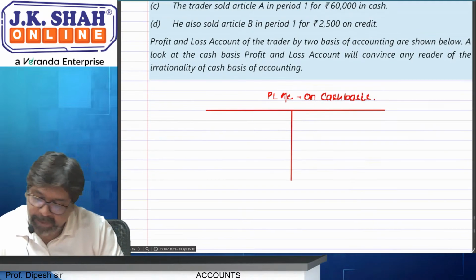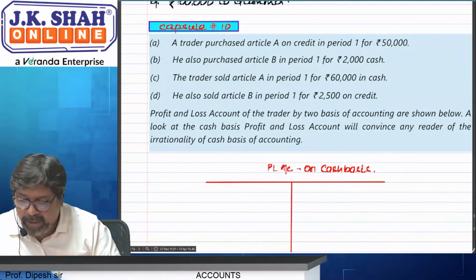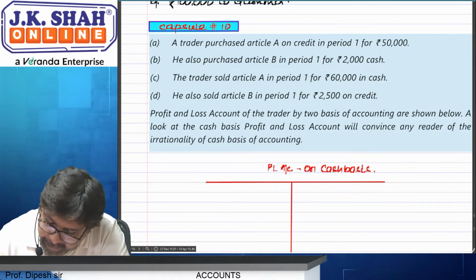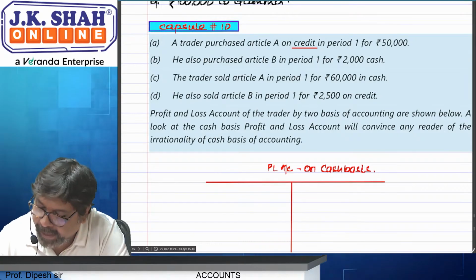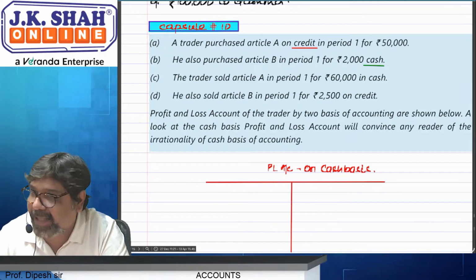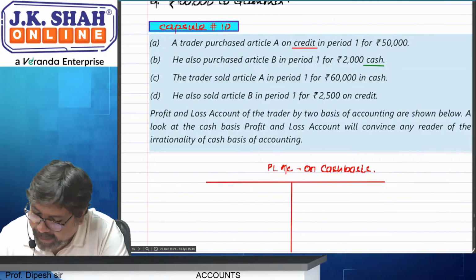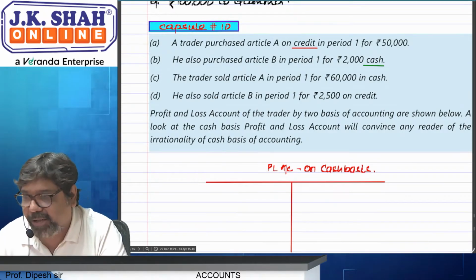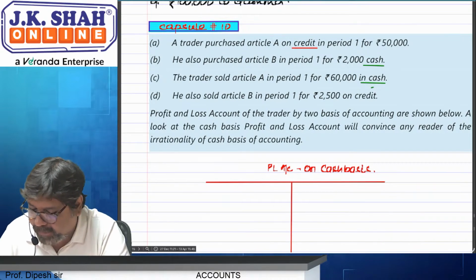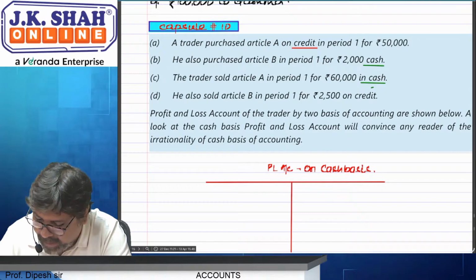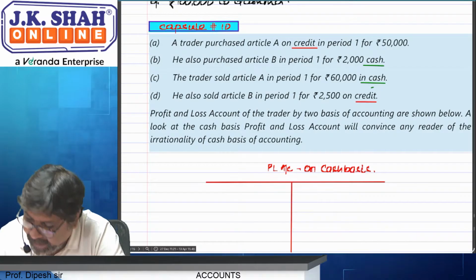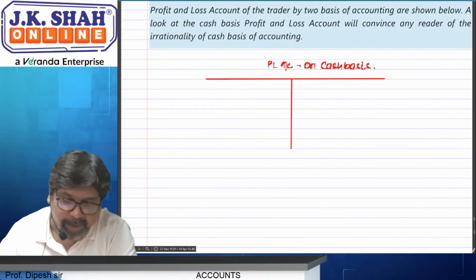सुनो. क्या लिखा हुआ? Trader purchased article A on credit in period 1. अच्छा, if he has purchased on credit, will it come? No. He also purchased article B in period 1 for cash. Cash will come? Yes, green. The trader sold article A in period 1 for 60,000 in cash. Yes, green. He also sold article B in the period for rupees 2,500 on credit. Will it come? No, red. Kaiko credit. चले?